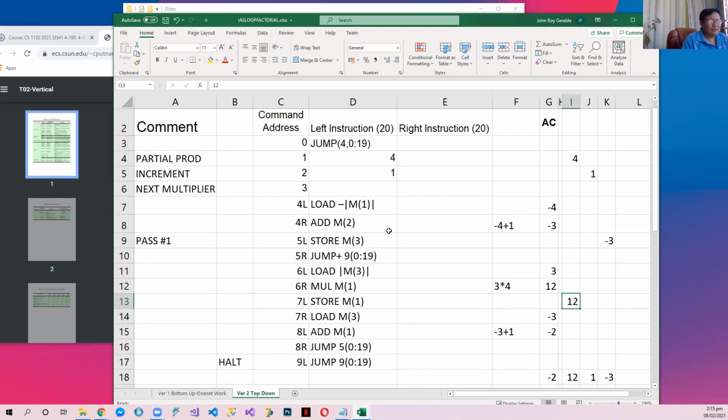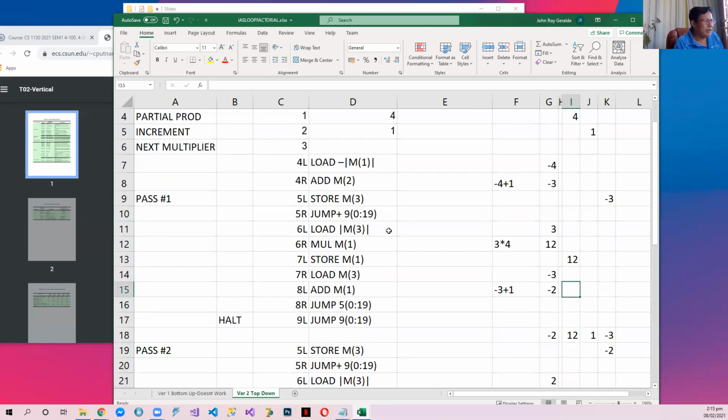Do you follow? 12. Any questions? We have computed the partial product. The next thing to do is compute for the next multiplier. The next multiplier is in M3. We load M3. That's -3. And we add M1. -3 plus 1 is -2. Do you follow? -2. Now we don't have a condition.